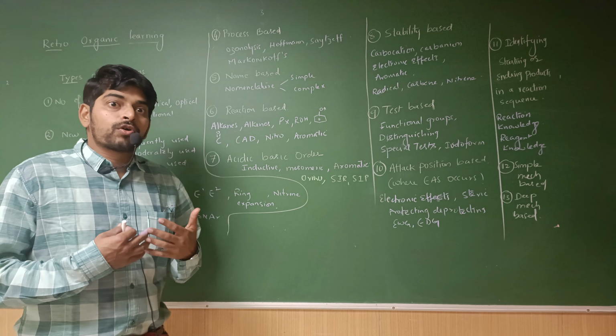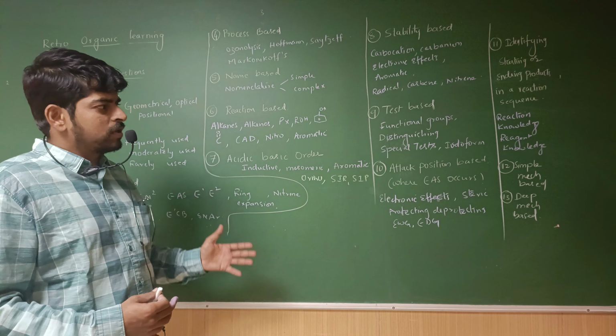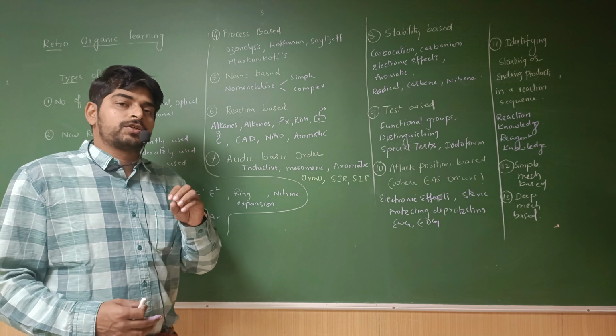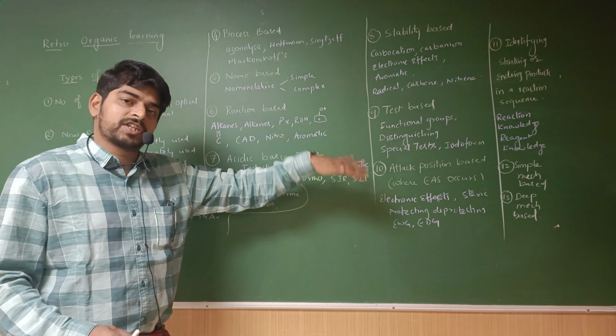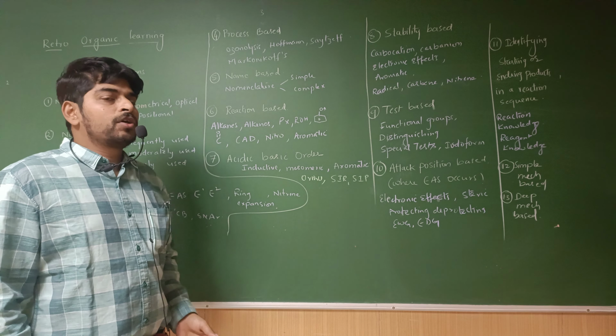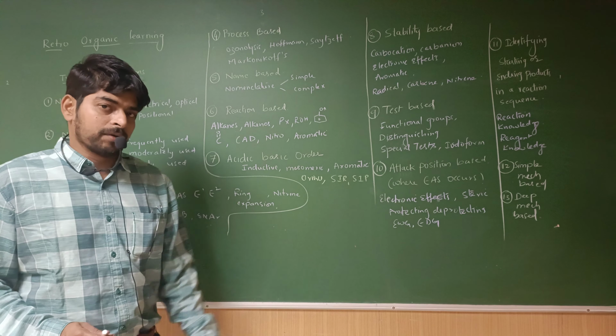So this is the new approach. People who don't know where to start, where to end in organic, you can do it this way. Because in any 20 questions you see in organic, 18 questions mostly will be among one of these types. So if you learn all these types, you know what type of questions to attempt, what type of concepts to build upon.